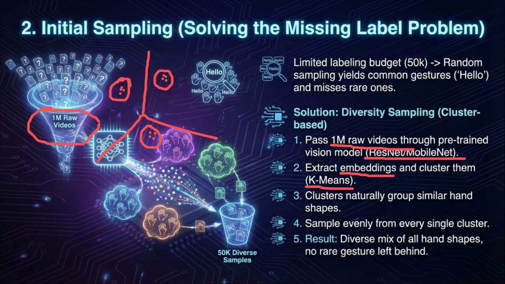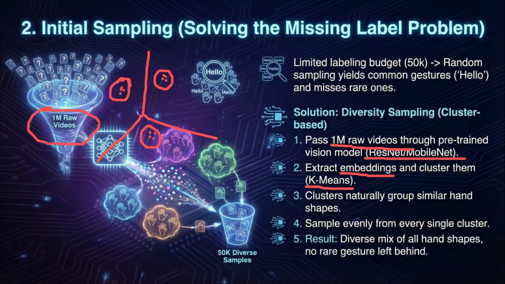So we have some, let's say, 3-4 groups, and from these 3-4 groups, we are not leaving out any rare data points. Our job is to pick samples evenly from these different groups. So we'll sample evenly from every single cluster. Now we'll have a diverse mix of all hand shapes, no rare gesture left behind.